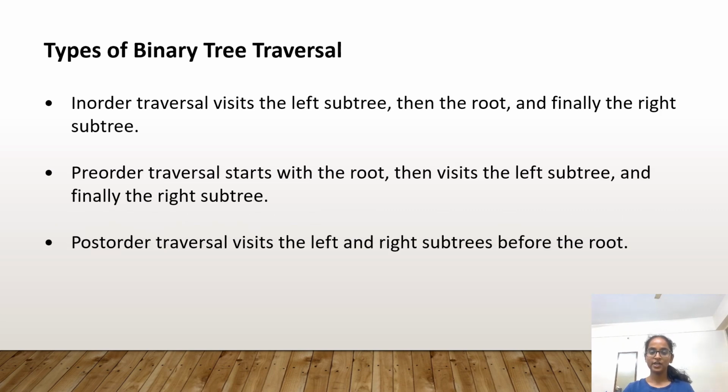Types of binary tree traversal. In-order traversal: visit the left subtree, then the root, and finally the right subtree. Pre-order traversal starts with the root, then visits the left subtree, and finally the right subtree. Post-order traversal visits the left and right subtrees before the root.